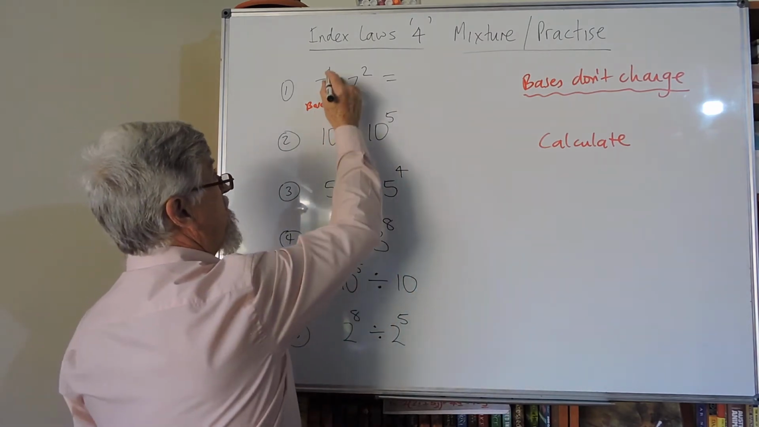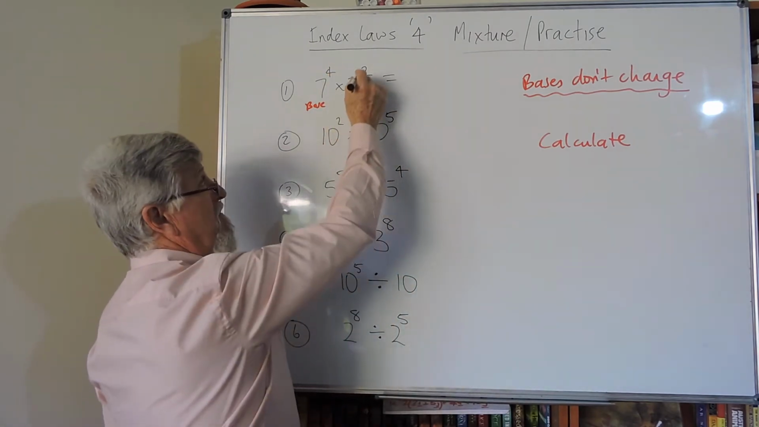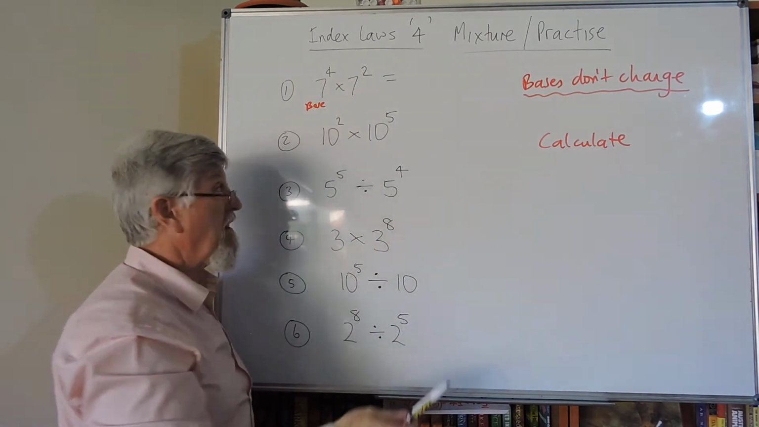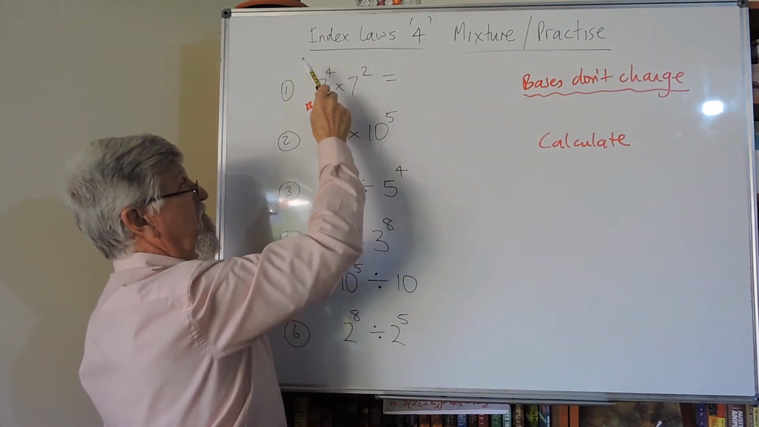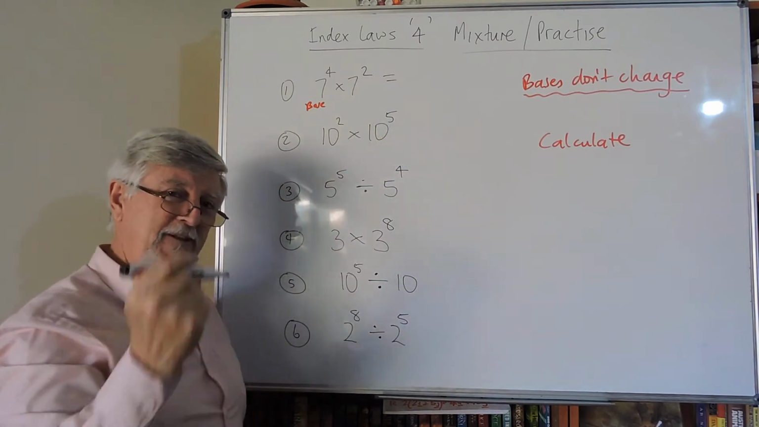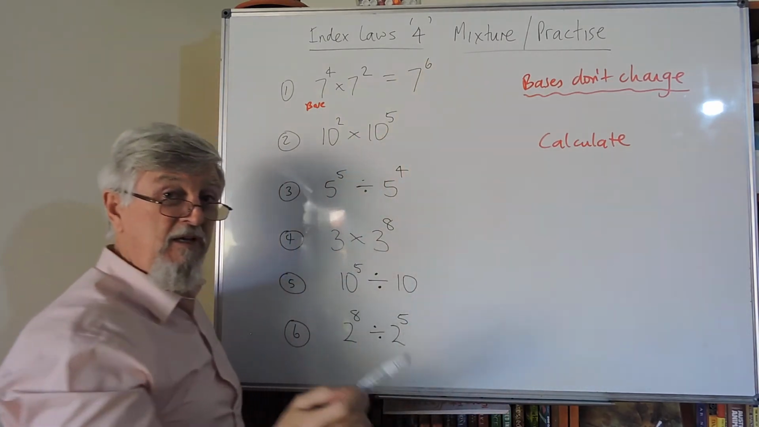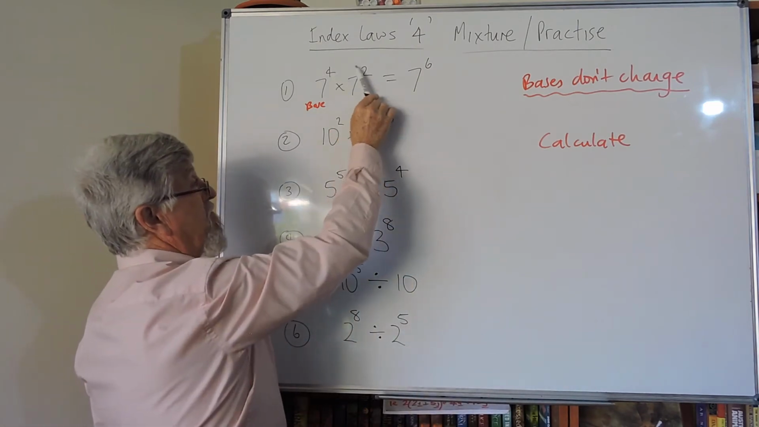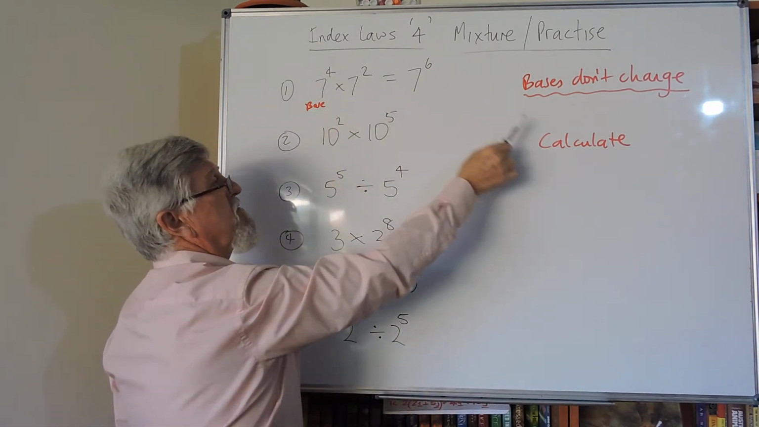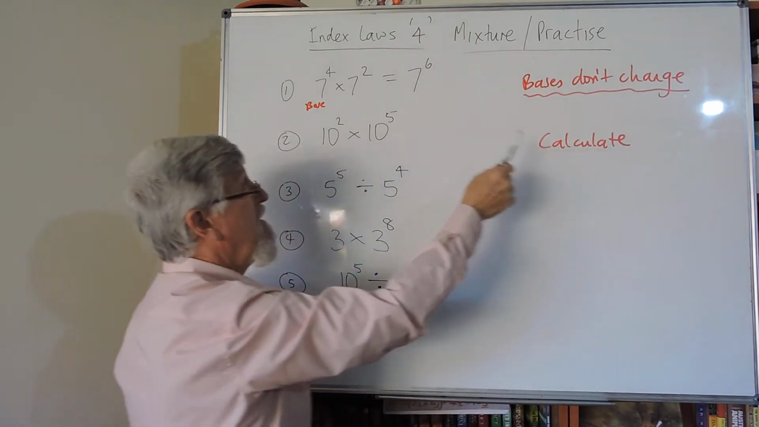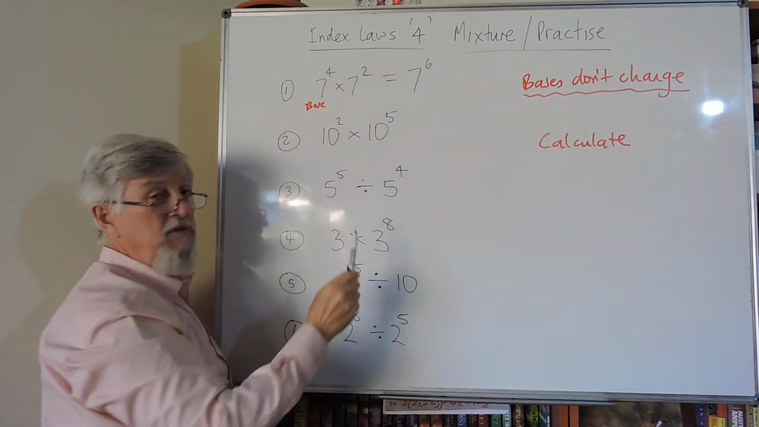So 7 to the power of 4 by 7 to the power of 2. You could think about it the long way, 7 by 7 by 7 by 7 by 7 by 7. And if you listen to what I'm saying, how many times have I said it? I've said it 6 times. So the shortcut is add the powers, but the bases stay the same. The bases don't change.